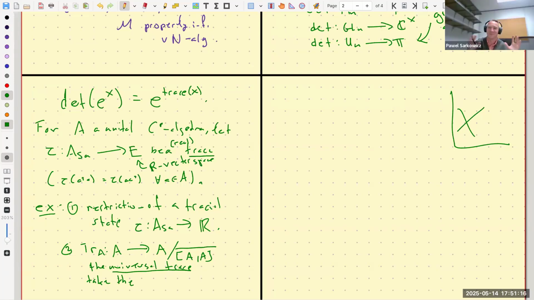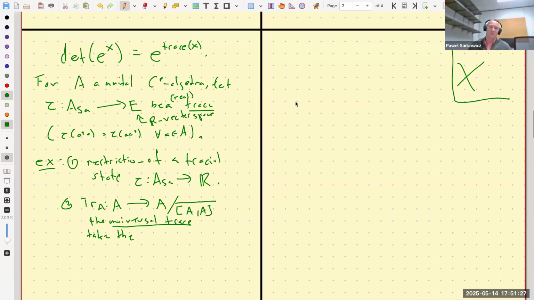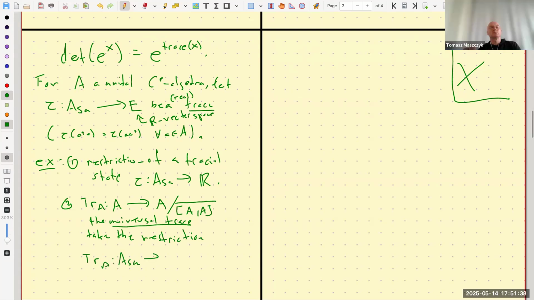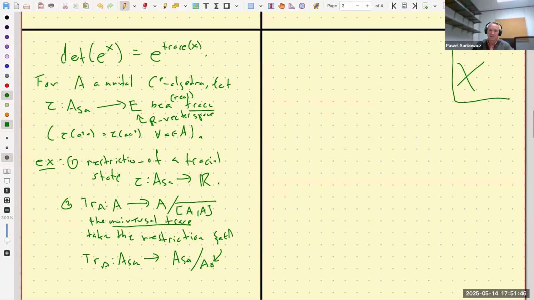Maybe I shouldn't have restricted myself to real traces, but I prefer to do it this way. The reason is that we could take this universal trace. If we take the restriction, I'm still going to call it the same thing, from the self-adjoints to the self-adjoints. I'm going to call this set A naught. This is now the set of all A in A such that sigma of A equals 0 for all sigma a tracial state.